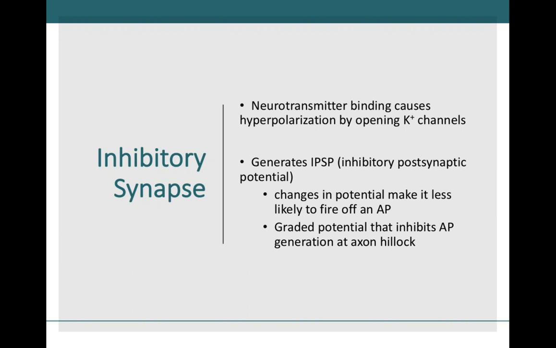But let's say we maybe have one or two IPSPs and a whole bunch of EPSPs, that's going to make our cell much more likely of firing an action potential because a lot of excitatory postsynaptic potentials have converged on that postsynaptic cell. So in summary, our excitatory synapses will generate EPSPs that make an action potential much more likely to fire. And inhibitory synapses will generate IPSPs, and that makes our cell much less likely to fire an action potential.